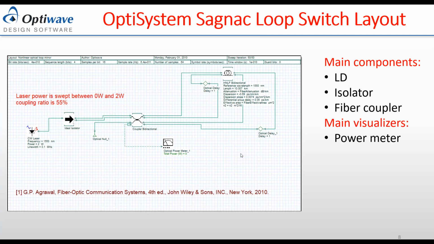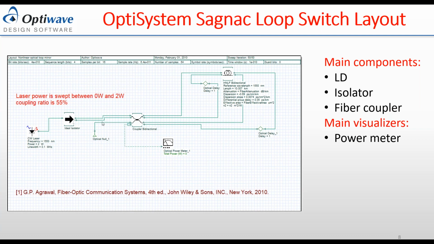Again, the main component in this diagram, as you see, is the laser diode and the fiber coupler. One important point in components where you have bidirectional propagation is that you need to make sure that you insert delay elements here to allow the propagation in the backward direction to be calculated.